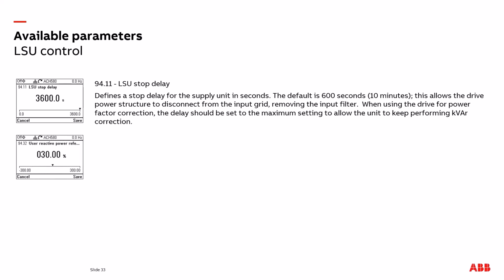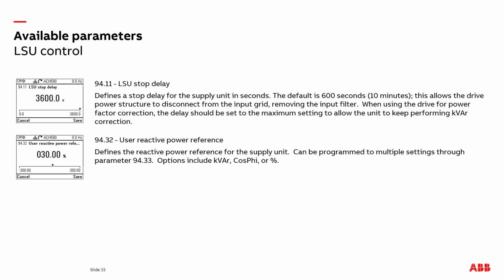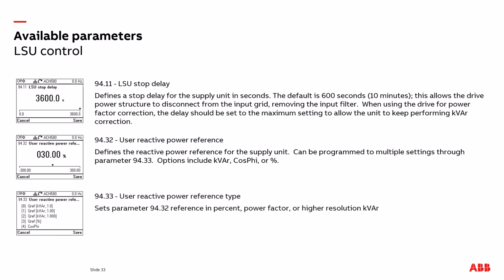User reactive power reference. The reference is defined reactive power by the supply unit. It can be programmed from multiple settings through parameter 9433. Parameter 9433 determines what parameter 9432 is set to. So we look at 9433 right here, user reactive power reference type. This is adjusting 9432 above it as to what you're going to set it to. You can do different decimal points on kVAR, or you can set it to Q reference and percentage, or you can actually put the cosine theta into it.